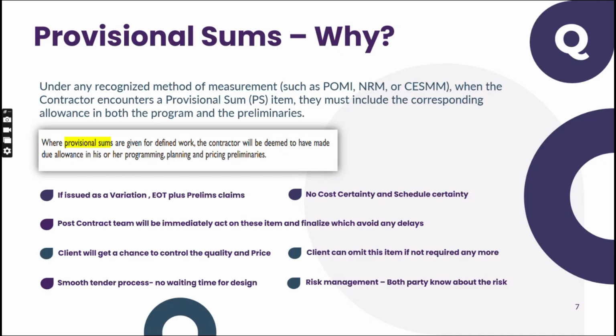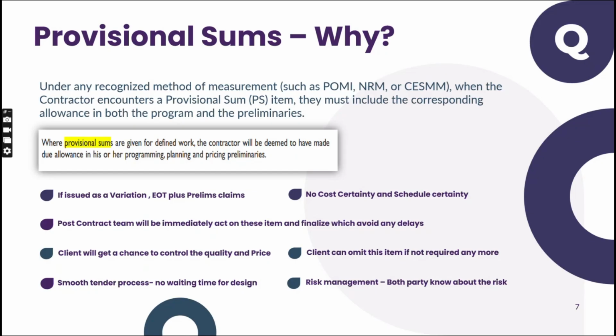That is because a provisional item, if it is not administered properly, if you are not awarding it on time, will give an EOT to the contractor. Say the client is supposed to issue a PS item this month, say first December, the client is supposed to send an EI for the PS item. If he delays that, it will entitle the contractor to an EOT.